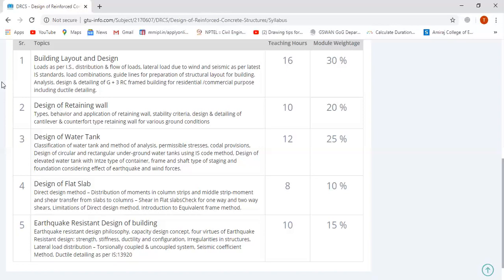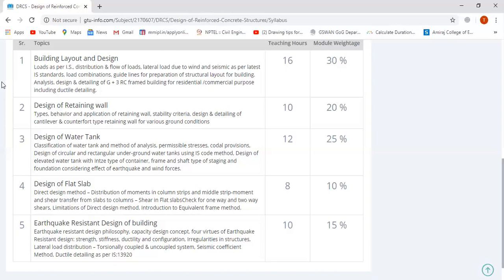The next is analysis and design. In structural analysis, we learn about analysis. There are different types of analysis with different types of methods. We use those methods and get our design of a particular member.